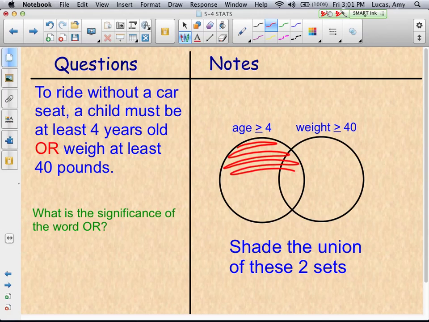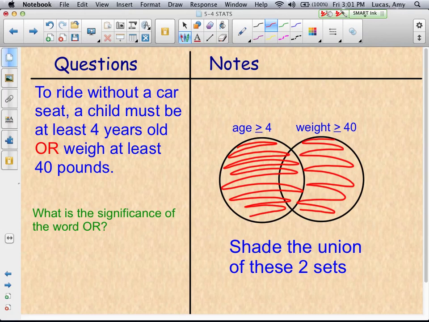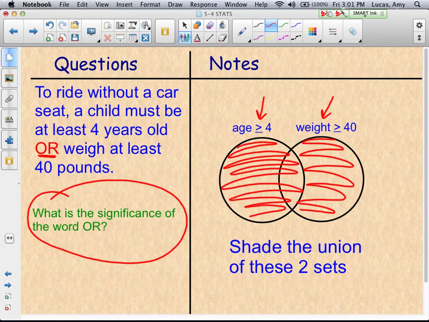Well, the union, like I explained on the last slide, in the union, everything counts. You just unite them together. So the union represents everything being shaded. So what is the significance of the word or? The word or means that you could be one or the other, or you could be both. This piece where they're both. And it doesn't matter. So any of these requirements would be okay to be able to ride without a car seat.